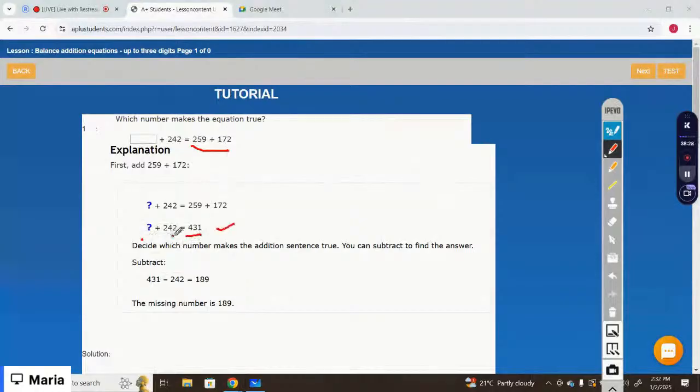You are given one of the numbers, the missing number, and the sum. You need to find the first number. How do you find it? You can subtract the given number from the other side. So you have to do 431 minus 242. That is 189. So basically 189 is the number that, when added to 242, keeps the equation balanced. A balanced equation means both sides of the sum are the same. Let's just start with the test questions.